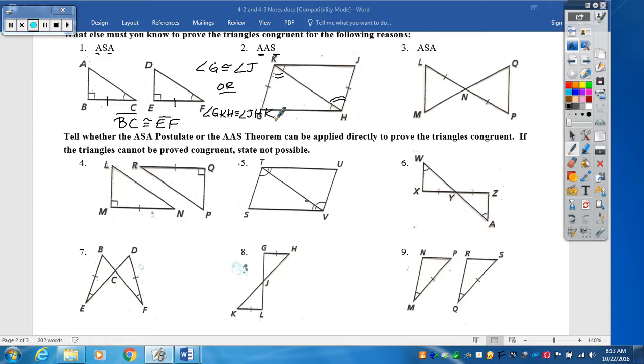So, moving on to the last one here. I want to prove these two triangles congruent by angle, side, angle. I've got the pair of vertical angles already marked congruent. That should be the very first thing you should do in any problem.